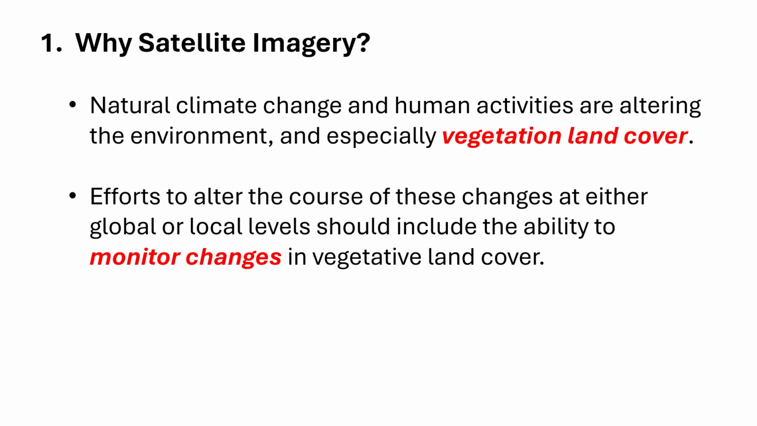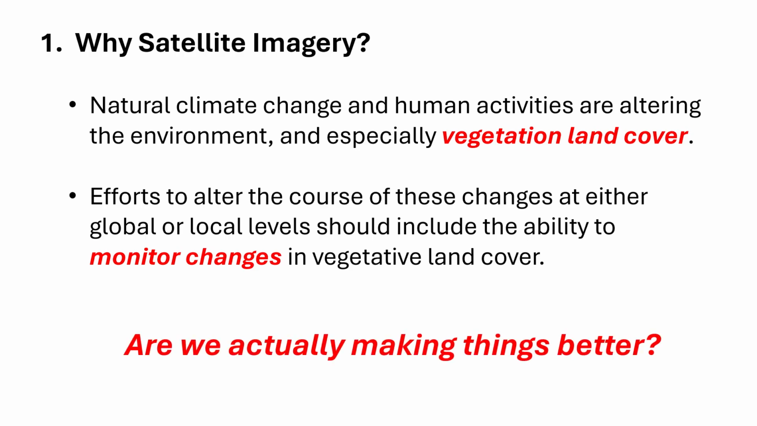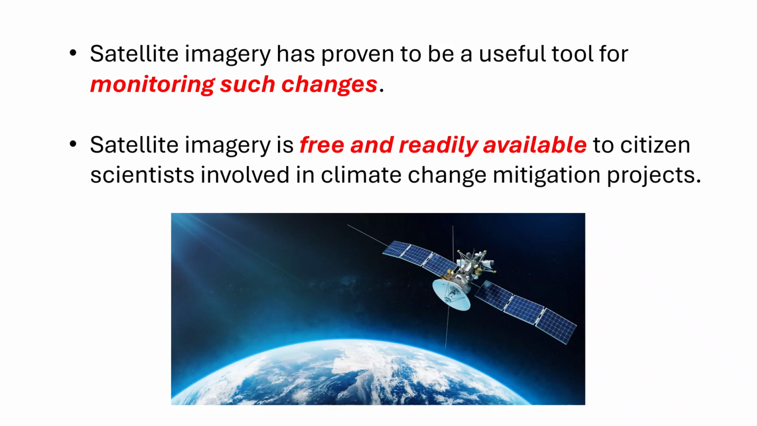So, why satellite imagery? As we know, natural climate change and human activities are altering the environment in which we live, and especially vegetation land cover. Any efforts to alter the course of these changes at either global or local levels should include the ability to monitor the changes. For whatever time and resources that we are expending to mitigate these changes, are we actually making things better? This is where satellite imagery can be helpful. Free satellite imagery is readily available to citizen scientists involved in climate change monitoring and mitigation projects.